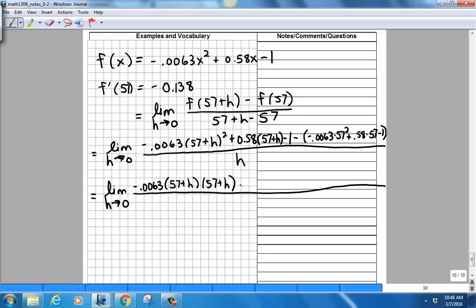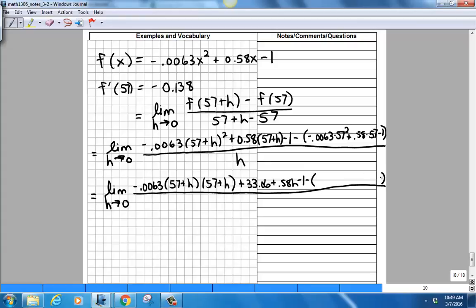What's this going to be now? All right, so now you need your calculator. So what's 0.58 times 57? 33.06. Okay, and then plus 0.58 times h. So that's not bad because you're not really doing any arithmetic there. 0.58 times h, right? And then don't forget the minus 1. You don't want to forget the minus 1. Okay. And now what's inside the parentheses?